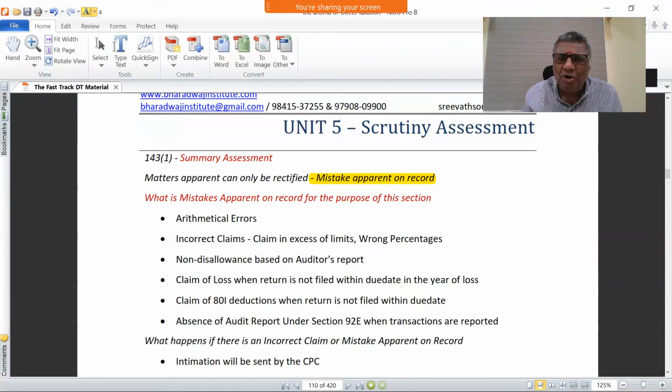What type of mistakes? Arithmetical errors can be there. Incorrect claims, that is, claim in excess of limit. I should have claimed only 150, I am claiming 2 lakhs. I should have claimed only 30%, I am claiming 40%. I should have claimed only 15%, I have claimed 25%.